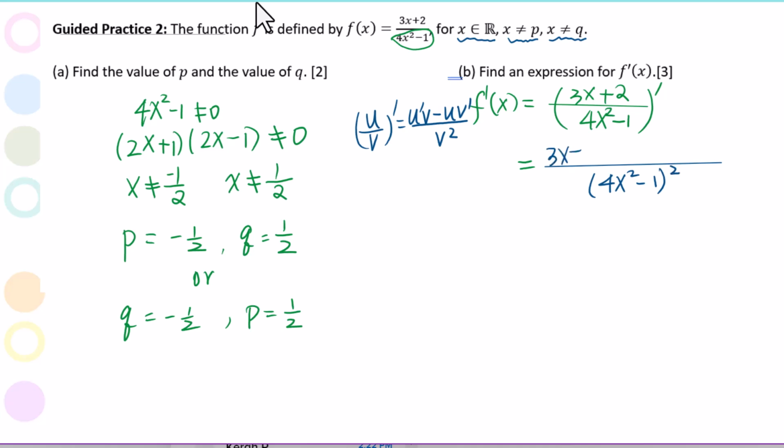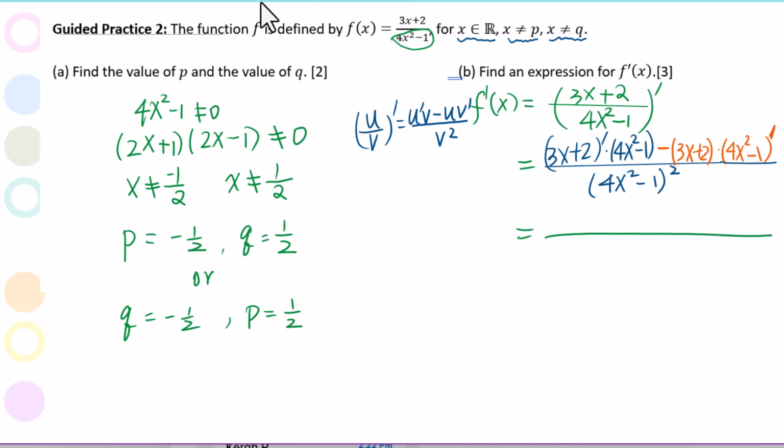Numerator: 3x plus 2 prime times 4x squared minus 1, minus 3x plus 2 times 4x squared minus 1 prime, over the denominator 4x squared minus 1 squared. 3x plus 2 prime is 3, times 4x squared minus 1, minus 3x plus 2 times 4x squared minus 1 prime, which is 8x.